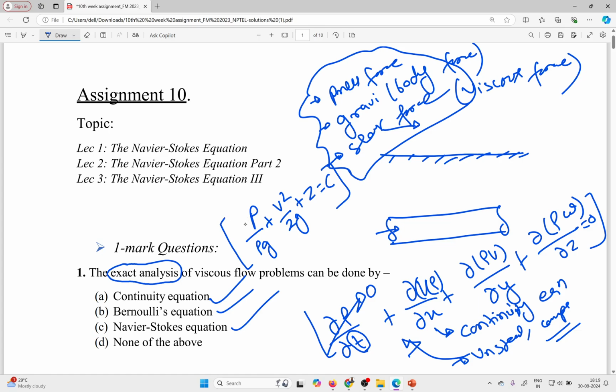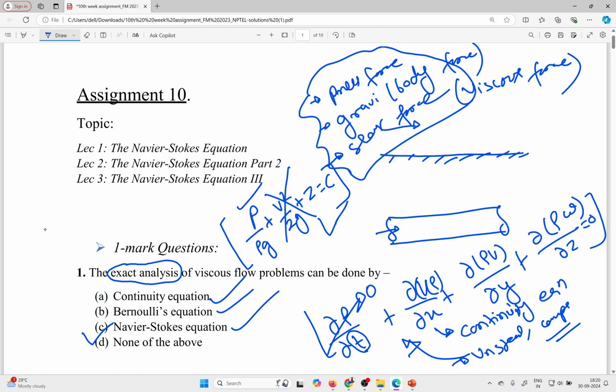So here the meaning is, whether this equation has the term of viscous force, no. But here we want to do exact analysis of the viscous flow we are talking about, and in this equation the viscous force is not considered. So this equation cannot do the exact analysis of the viscous flow. What we will do, we'll go by the Navier-Stokes equation. Navier-Stokes equation incorporates all the forces.